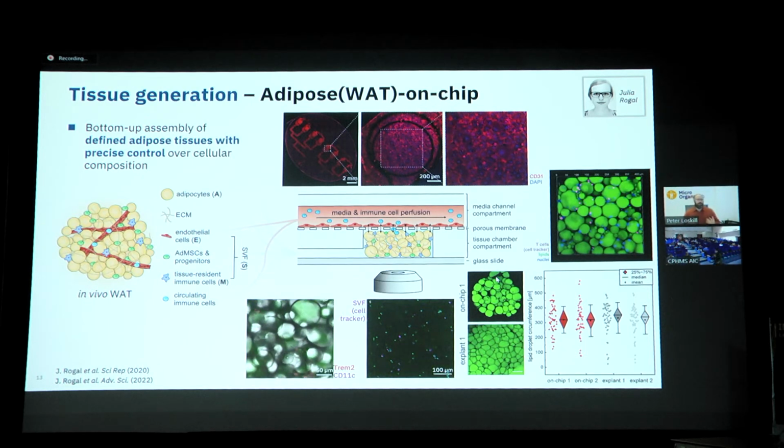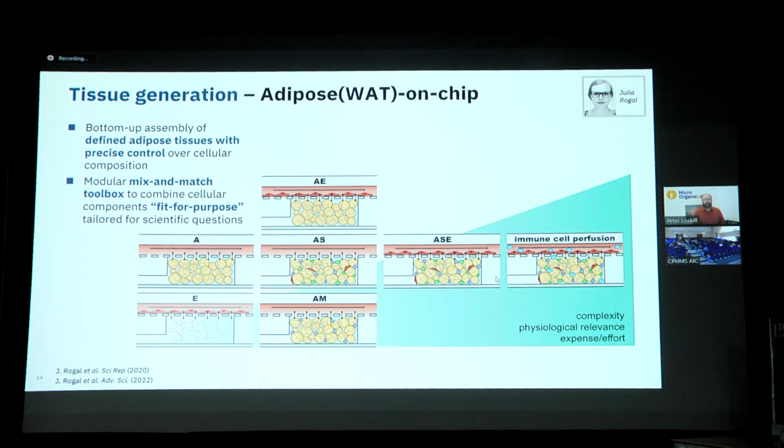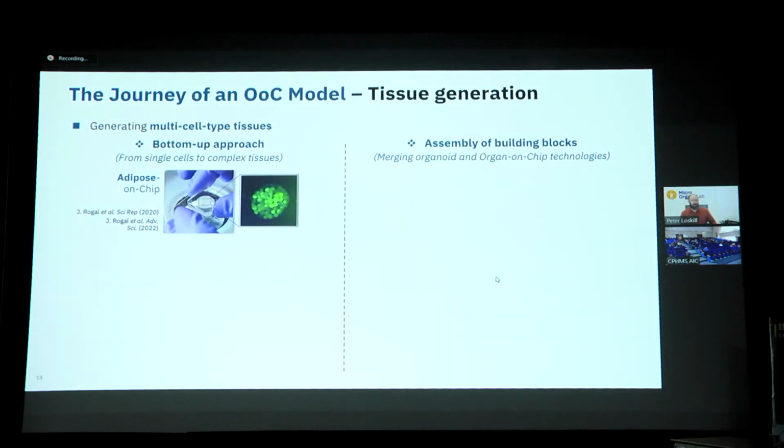This bottom-up assembly approach now allows us to build models that are tailored to a specific question. That means we have a modular mix-and-match toolbox. So we can have either adipocytes or only endothelial cells in the system, where we have a less complex, but let's say higher throughput system, or we go all the way to the system where we have all the different cell types. And this allows us really to dissect mechanisms. And I'll show you later how we do it. So this is an example of the bottom-up approach.